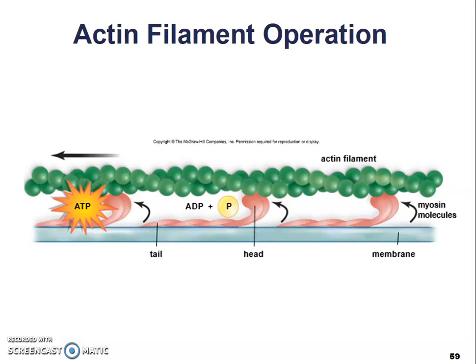Here we have a diagram. Here is our actin filament, these green pearl-looking things. Okay, they are just below the cell membrane. All right, they are attached to the membrane via myosin molecules, and they contract using ATP and cause movement within the cell.